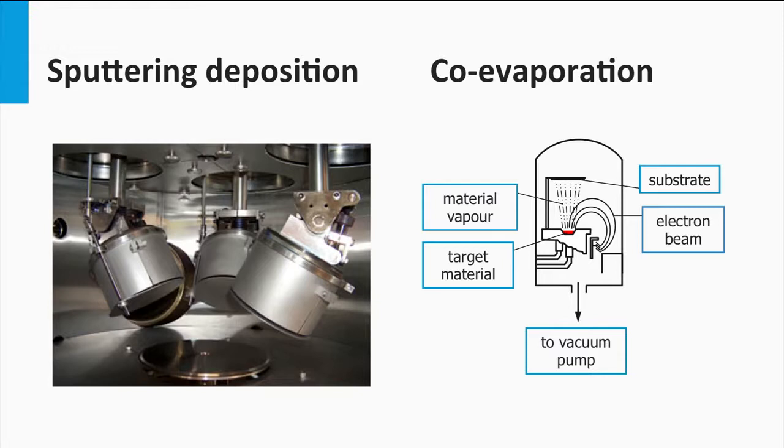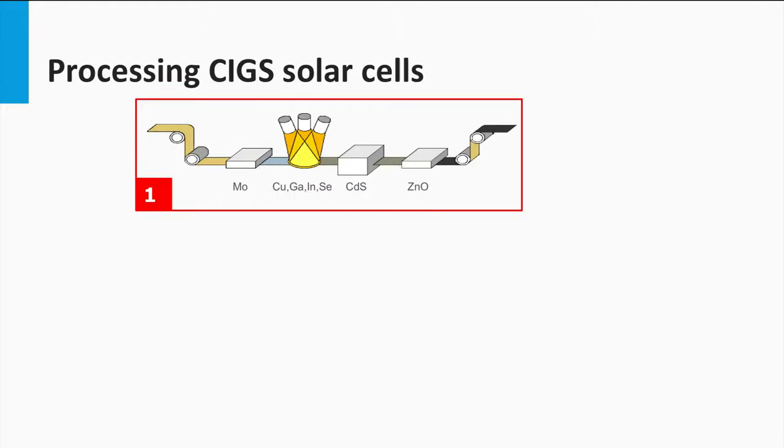Two approaches can be used. First is the sputtering and co-evaporation on a substrate at high temperatures. During the process, there is an additional selenium source. During deposition, a CIGS film is formed. The second approach is sputtering and co-evaporation on a substrate at room temperature.